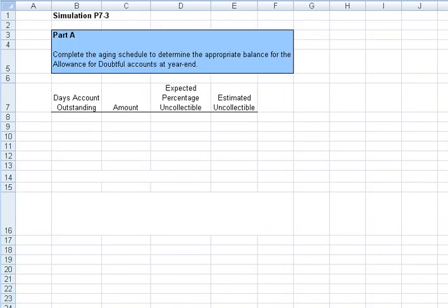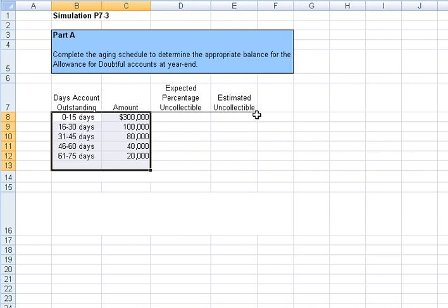Part A says, complete the aging schedule to determine the appropriate balance for the allowance for doubtful accounts at year end. Let's drop in the information that we know. I've worked this ahead of time just to save some time. So if we bring the font color in, we know that here are the dollar amounts from our data of 0 to 15 days, 16 to 30, and so on.